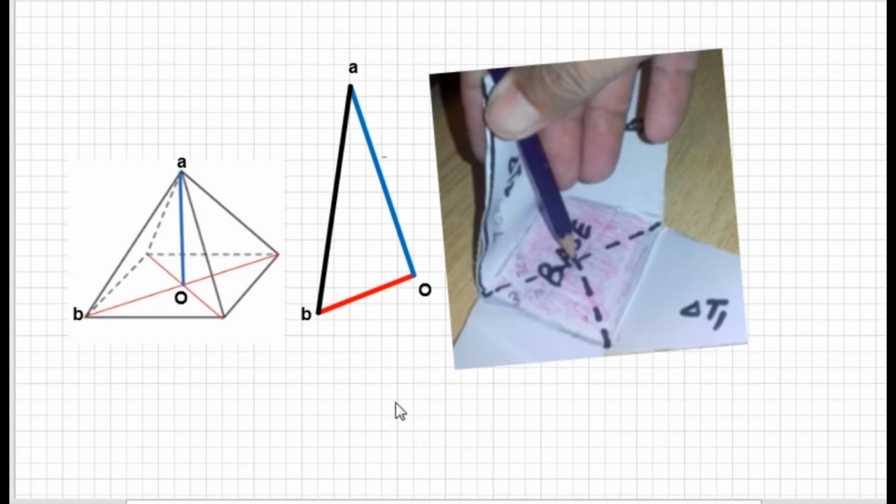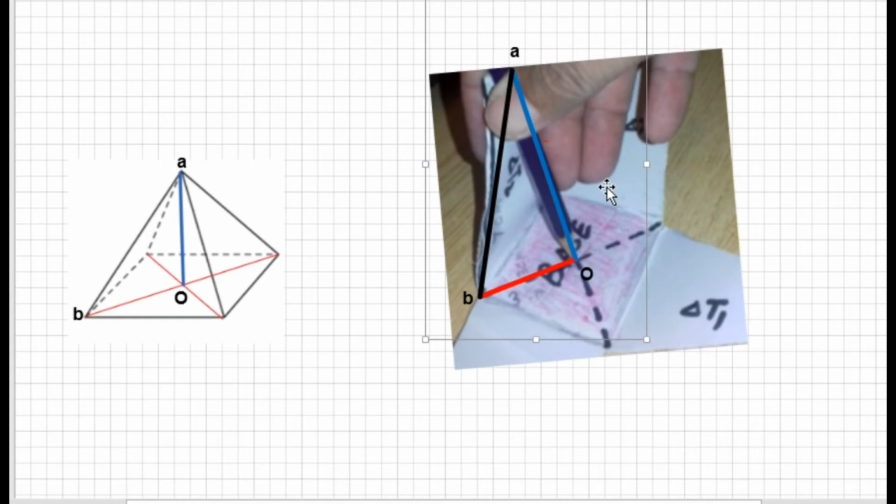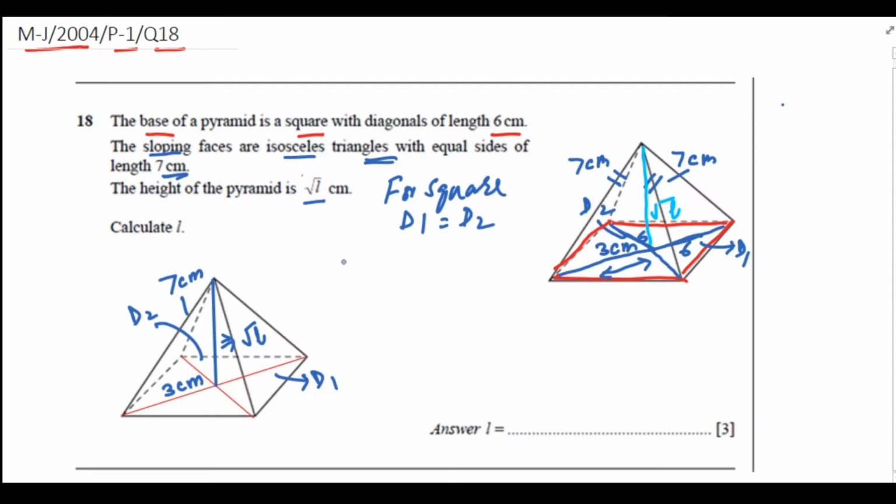The right angle triangle having vertices A, O and B can also be seen in order to understand the pyramid. Here the triangle AOB easily fits into the actual diagram of the pyramid as shown. So this is the required triangle to work on for solving our problem. Now back to our question. Triangle AOB is redrawn as shown, having height equal to under root L, base equal to 3 and sloping length equal to 7 centimeter.